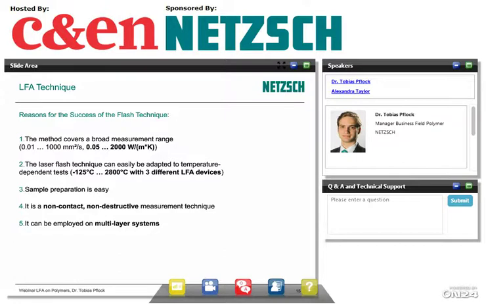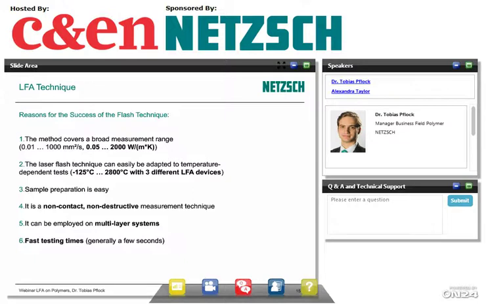It can be employed on multi-layer systems. I will talk about different models later on. It can also be employed to look at anisotropy. I will have an example on that. And I can have very fast testing times.